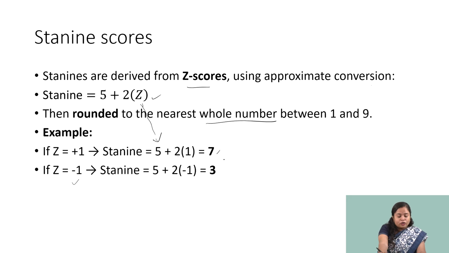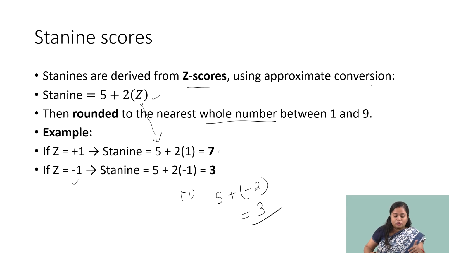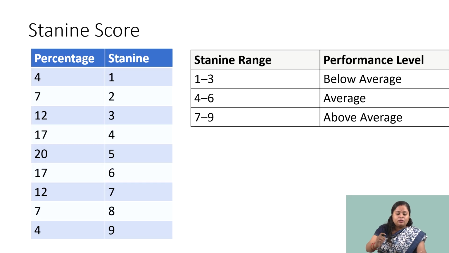What if the Z score would be minus 1? Then 5 plus 2, which came exactly from that formula. Here, in place of the Z score, we put the Z score of minus 1. So it will result in 5 plus minus 2. Here the score would be 5 minus 2, which is equal to 3. So for Z plus 1 the stanine would be 7, and for Z minus 1 the stanine would be 3. Here you can see that we can convert the percentile score percentage to stanine.